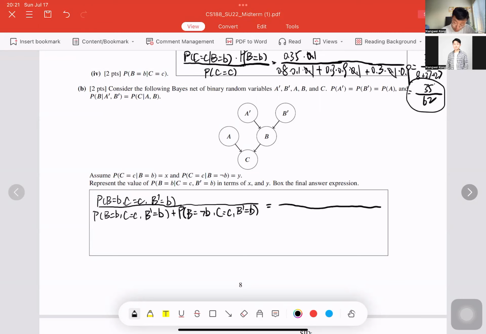For the joint probability in the numerator, if we write it out using the Bayes-Net representation, then we have the probability of just these three nodes, B prime, times the probability of B given B prime. I think I should write it out explicitly. So times the probability of B equal to B given B prime equal to B, times the probability of C given B equal to B. So this value we already know it's X, and the probability of B, this one just equal to this one, we don't know, and this one we also don't know.